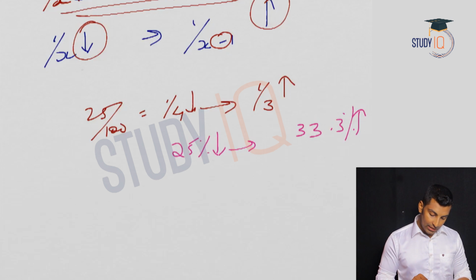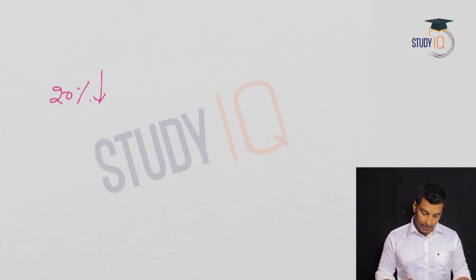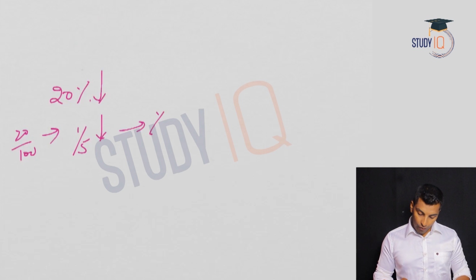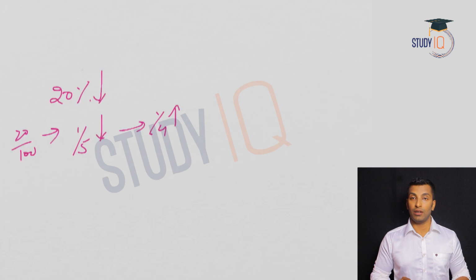So you'll get questions like, sugar rate was decreased by 20%. What will happen with the consumption if the expenditure remains same? So 20% decrease in sugar rate, we will write it as 1 by 5. Why? Because 20% means 20 by 100, that is 1 by 5. So 1 by 5 decrease means 1 by 4 increase in consumption. So what is 1 by 4? That is 25%. So 25% increase in consumption.